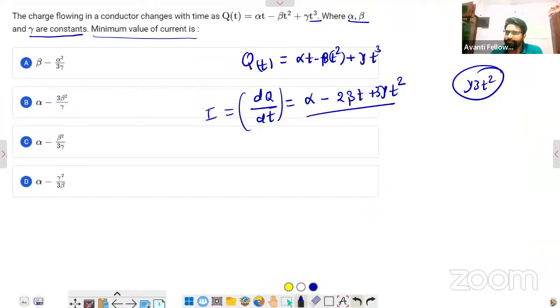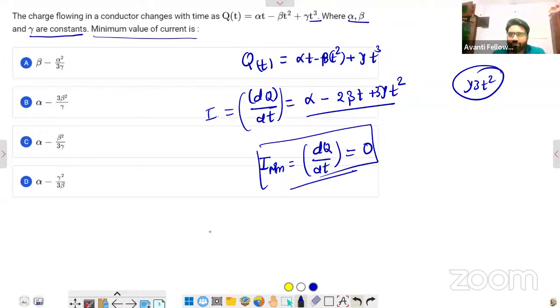So this is the value of instantaneous current. Now this current has to be minimum. Look here, the current represents the rate of change of charge. So I would be minimum when this rate of change of charge is minimum, and the minimum value should be 0. So put dq by dt equals 0. This is the condition for this question.